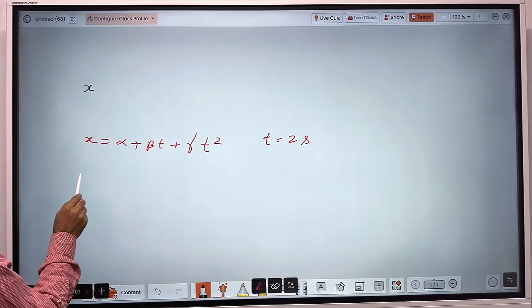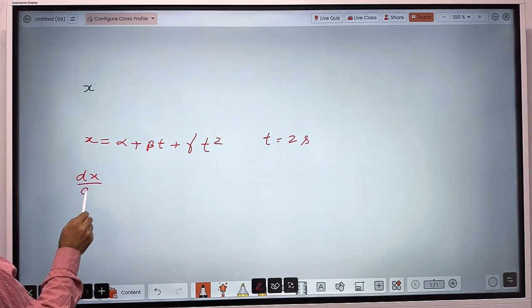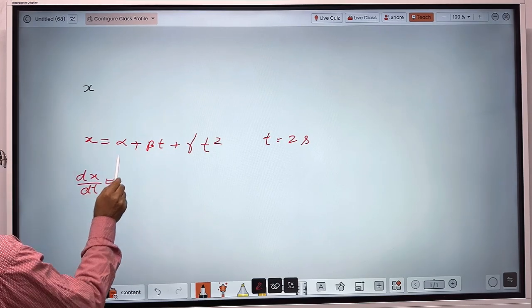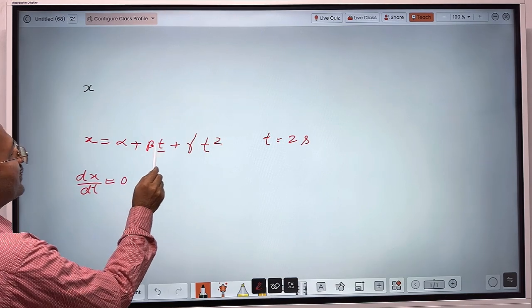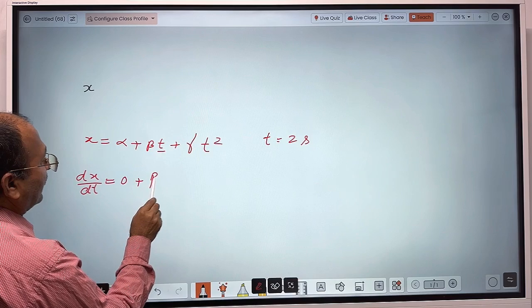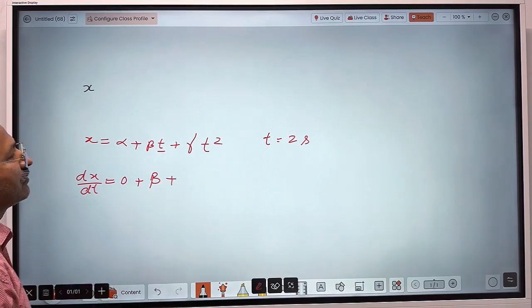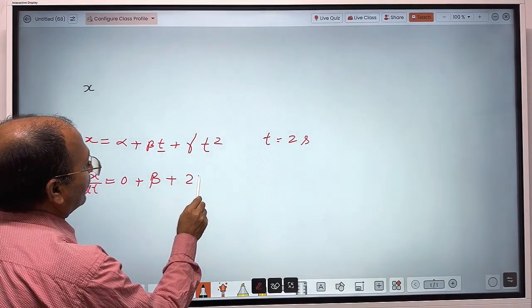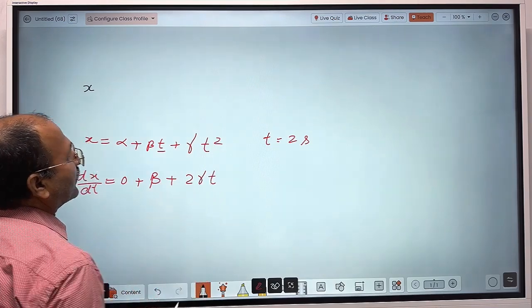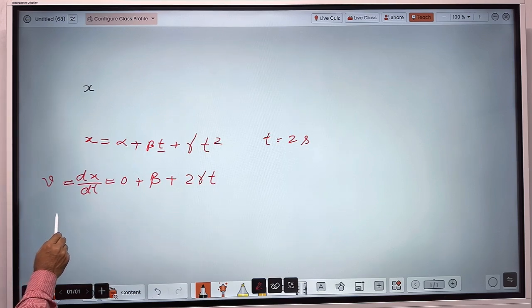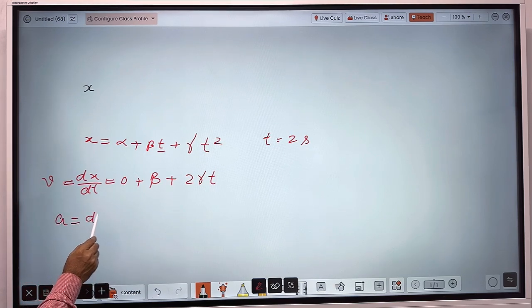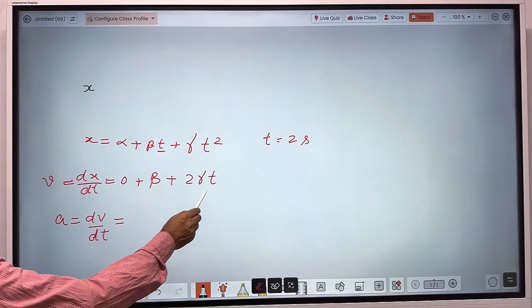So here we find dx upon dt. So dx upon dt, alpha is constant, so its differentiation will become 0. Differentiation of t will be 1, so we will get beta, and differentiation of t square will become 2t, so 2 gamma t. This is velocity. And now suppose we want to find out acceleration. So a is dv upon dt. So we again differentiate this.